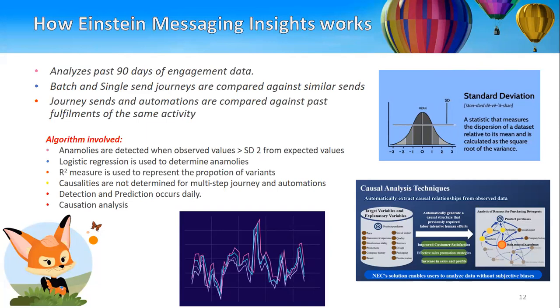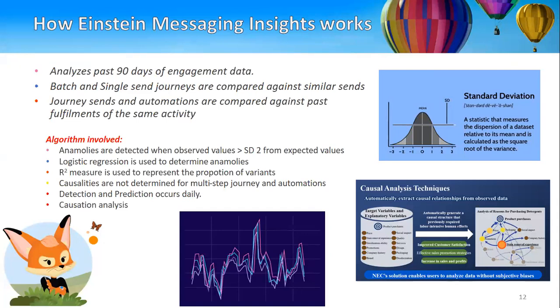Logistic regression is a statistical method used to determine the probability of the existence of a certain class or event. And R square, which I have mentioned, is used to represent the proportion of variance. It is a statistical measure of how well the regression predictions approximate the real data points in the regression model. Einstein uses this to represent the proportion of variance for the insight that is caused by the independent variables, which are underlying factors. It will take up to 5 potential causes of an anomaly, and they are surfaced.